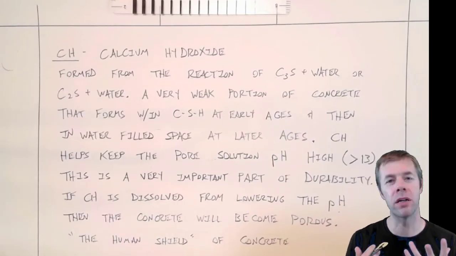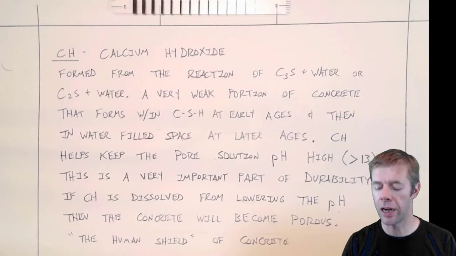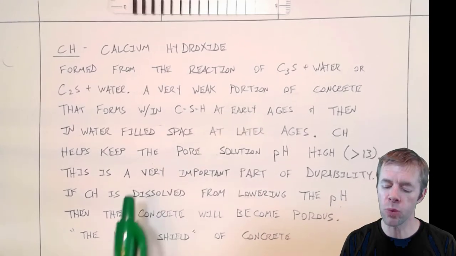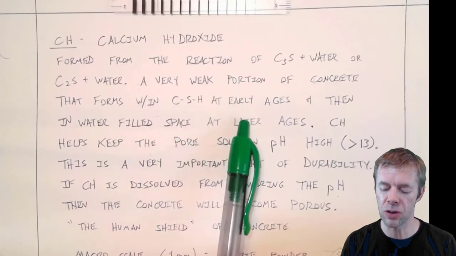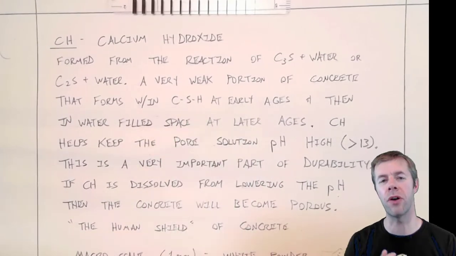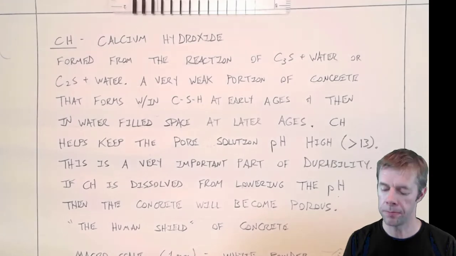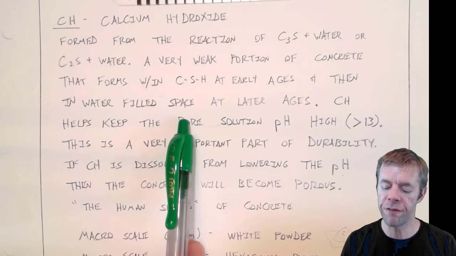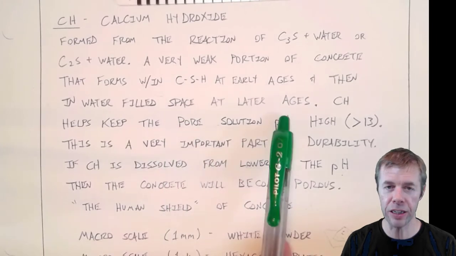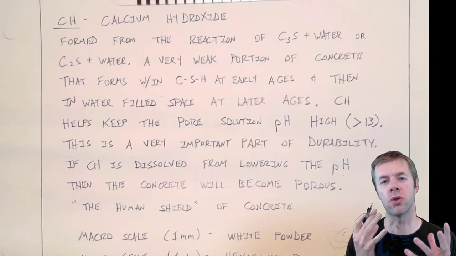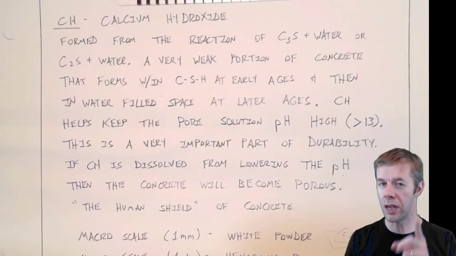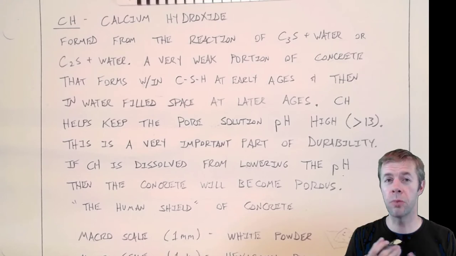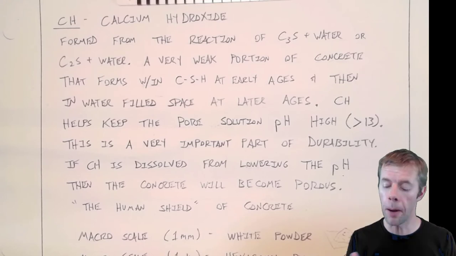It's kind of like a byproduct of forming calcium silicate hydrate. It's a very weak portion of concrete that forms within CSH at early ages. It's actually almost always mixed together, okay? And then it'll also form in water-filled spaces at later ages. Sometimes you'll see really big crystals that form at later ages, and you'd say, aha, that used to be a water-filled space that now this calcium hydroxide crystal grew like a balloon to fill it up.